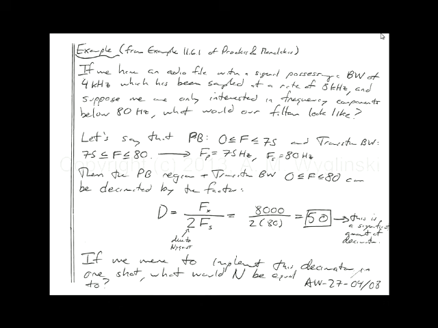Okay, let's try this out here, actually. This example is going to be kind of cool. It will bring this concept together. Suppose you have an audio file, and we want to do signal processing on a bandwidth of 4 kilohertz. It's been sampled at a rate of 8 kilohertz, so it has a bandwidth of 4 kilohertz. We know that by Nyquist, there should not be any aliasing, right?